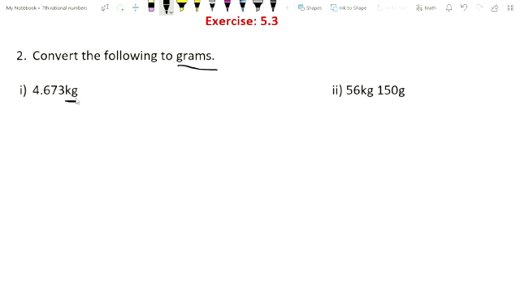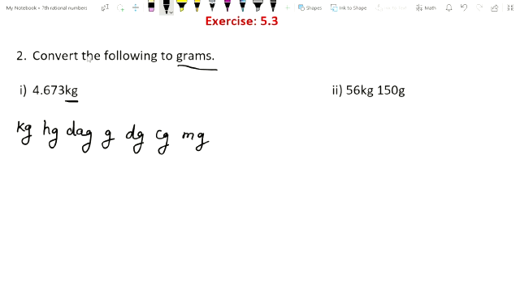Kilogram is the larger unit, gram is the smaller unit. To compare these two units I am saying this: larger to smaller, if you convert, you have to multiply. First you write the order: kilogram, hectogram, decagram, gram, decigram, centigram, milligram.